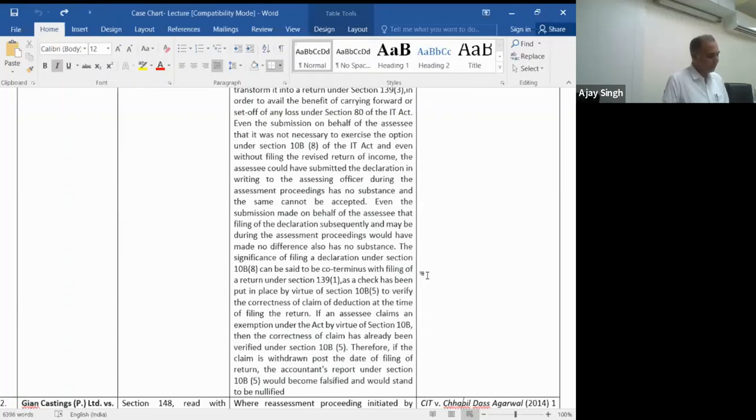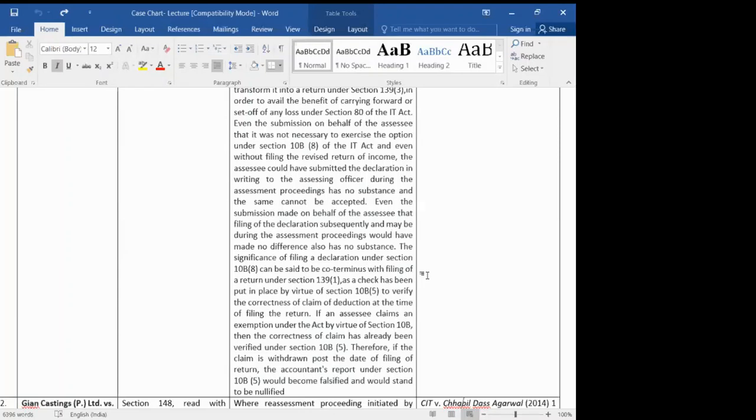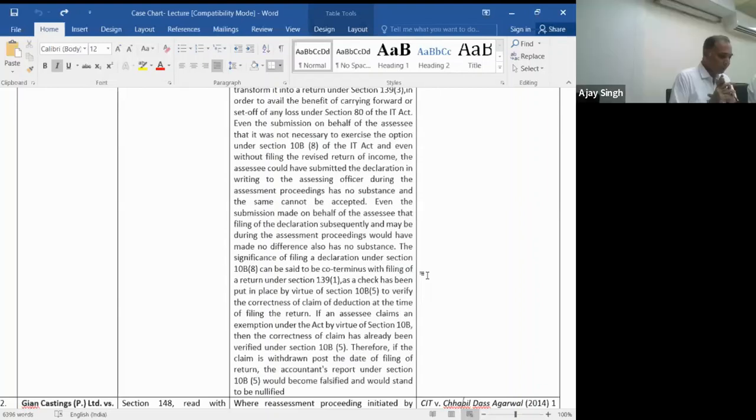So basically, section 139(3) talks about where an SSC wants to claim a loss return, he has to file the return in the prescribed form within the due date provided under section 139(1). So in order to avail the benefit of carry forward and set off of any loss in accordance with section 80 of the Act, the claim should have been made in the original return filed under section 139(1). And therefore, the order of the Honorable High Court was reversed in this case.